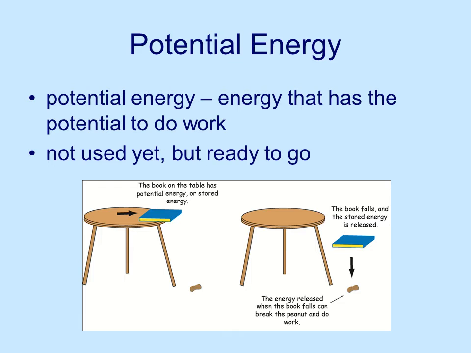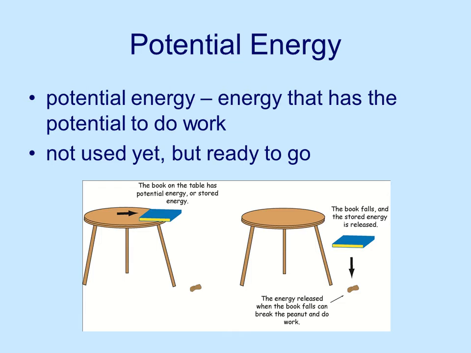The book on the table has potential or stored energy. It's there, it's ready to go, it has not yet been released. If you push the book off the table, the stored energy is released, it's converted to kinetic energy, it's moving, and the book can land on a peanut and do work, like breaking the shell of the peanut.